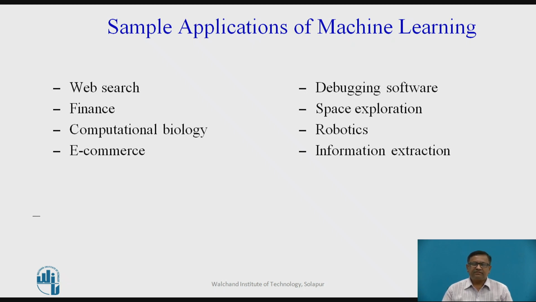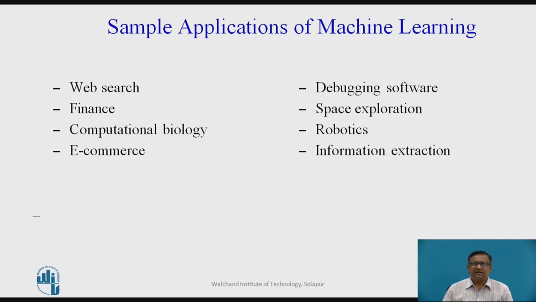Then debugging software. So if a fault occurs in software, that can also be solved by using the machine learning technique, by identifying it and then correcting it. Then space exploration, again a new field, where new galaxies and new stars can be explored by using the existing knowledge and these machine learning techniques.